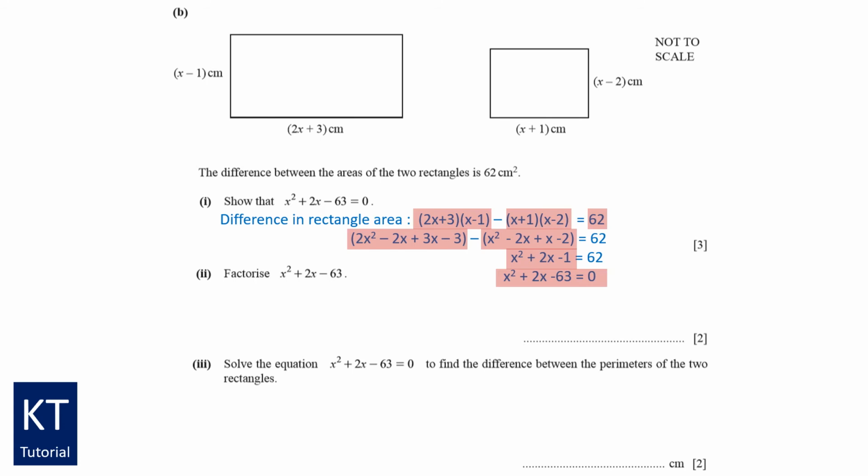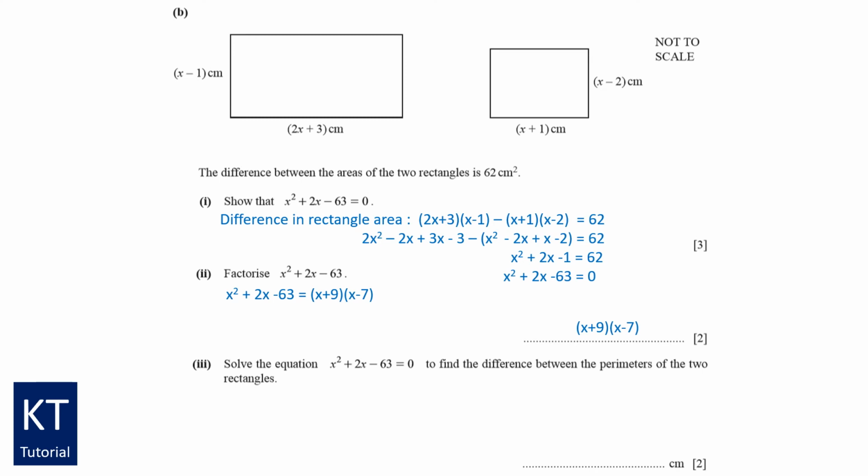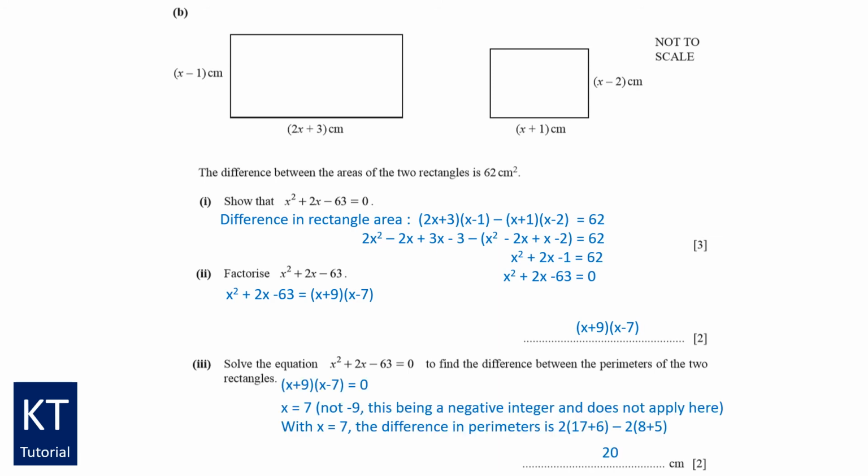Next, factorize the stated expression. We should come to the product of (x + 9) and (x - 7). Next, solve the equation to find the difference between the perimeters of the two rectangles. With the factored expression being equated to 0, x is 7 and not minus 9, as minus 9 is a negative integer and does not apply here. And with x equals 7, the difference in perimeters can be calculated as being 20 cm.